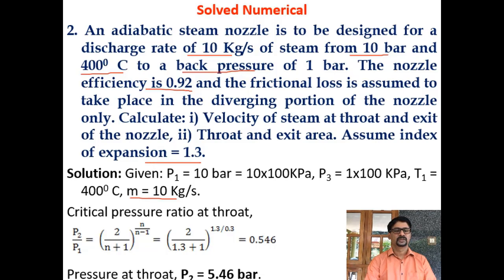Nice. Note down the given data. P1 is equal to 10 bar, P3 is equal to 1 bar or 1 into 100 kilopascal, T1 is 400 degrees Celsius. As you know, the critical pressure ratio at throat P2 by P1 is equal to (2 by (n plus 1)) to the power n by (n minus 1). Here given n is equal to 1.3, so you will get the critical pressure ratio as 0.546. Since P1 is given as 10 bar, P2, that is the pressure at throat, will be 5.46 bar.